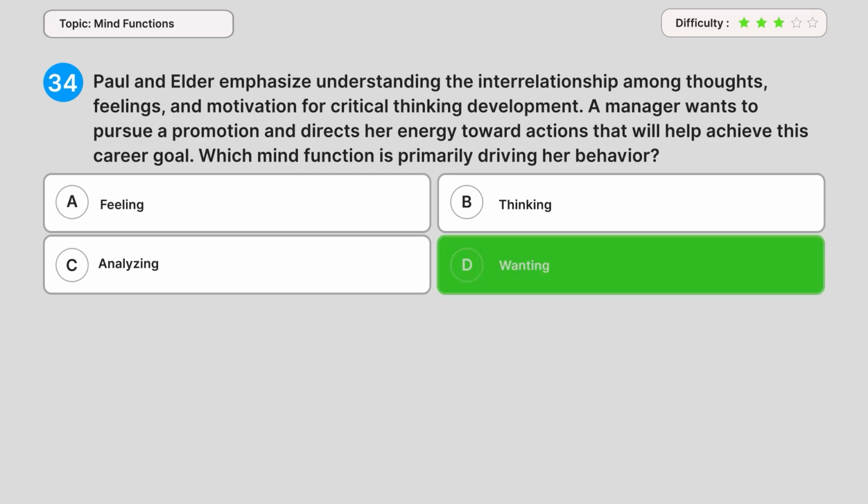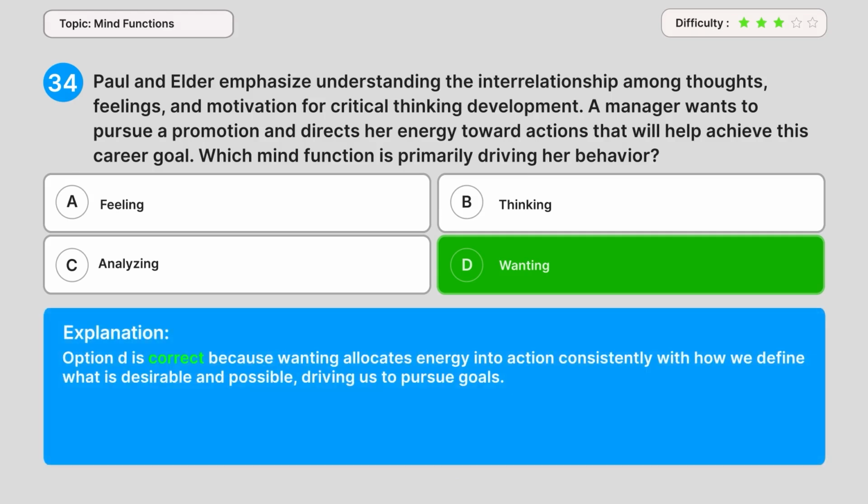Correct answer, D. Wanting. Explanation. Option D is correct, because wanting allocates energy into action consistently with how we define what is desirable and possible, driving us to pursue goals.